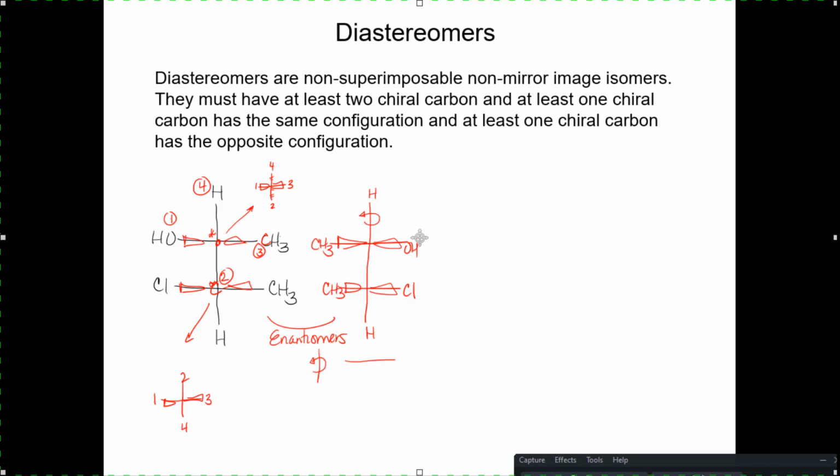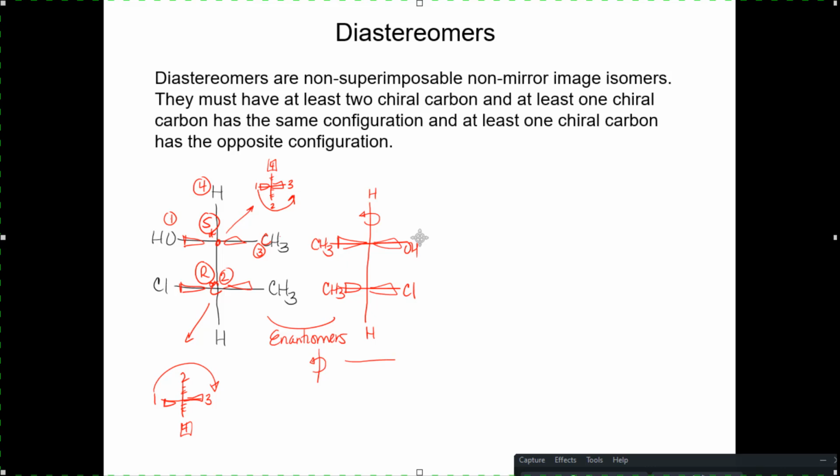And so if I can put it in a tetrahedron or a Fisher projection, I can now determine R and S. Fortunately, I drew this molecule so that 4 is automatically behind me in both cases. So going from 1 to 2 to 3 is counterclockwise, which means the top is S. Going from 1 to 2 to 3 is clockwise in the bottom case, and so it's R. So the top carbon attached to O is S, the bottom carbon attached to chlorine is R.